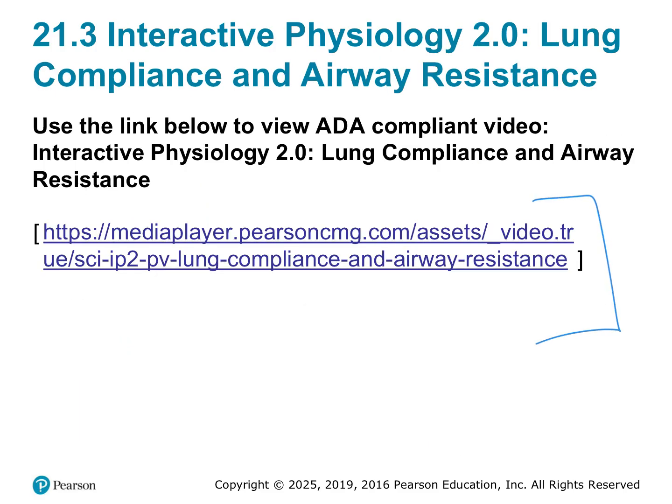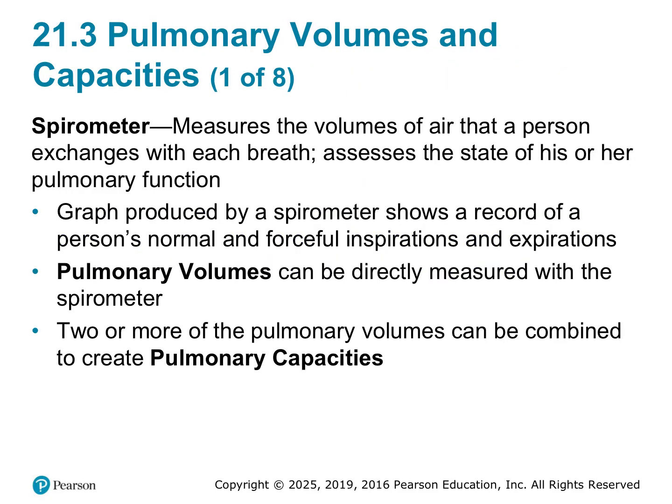Here's another animation that covers lung compliance and airway resistance. We have a tendency to want to measure things, to use them as a guide for whether or not there's any kind of abnormalities in the system. And when it comes to pulmonary functionality, we use a spirometer. It's just a tool that's going to measure the volume of air that a person exchanges with each breath. So the volume of air coming in, or the volume of air being exhaled, and or the volume of air that might be being retained.